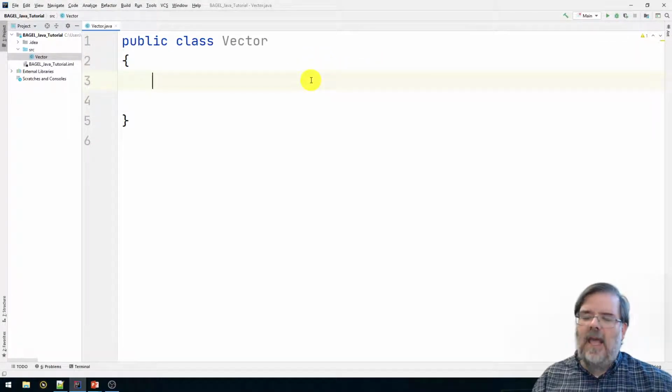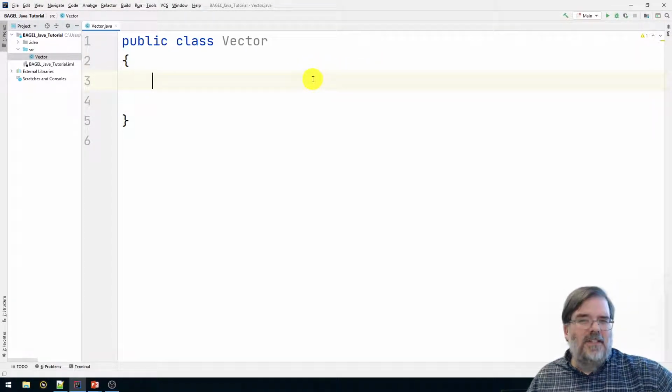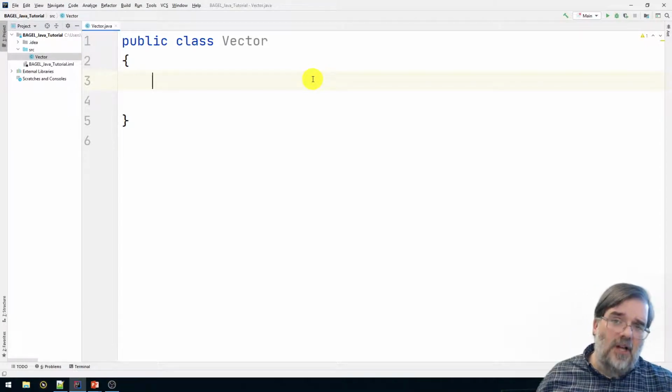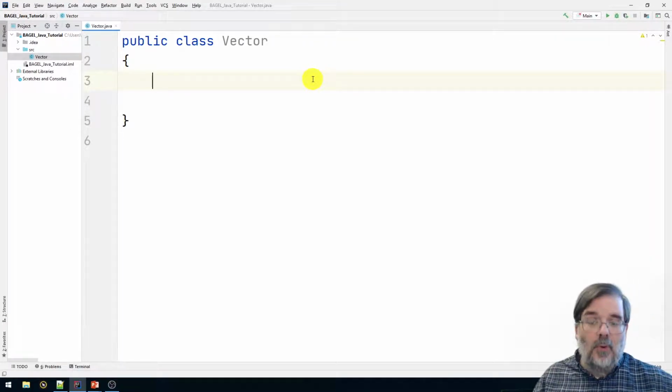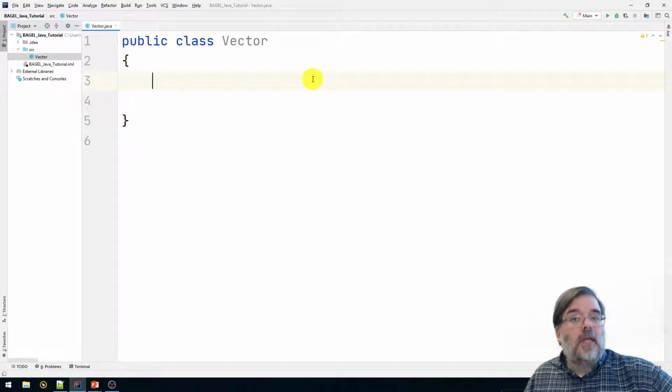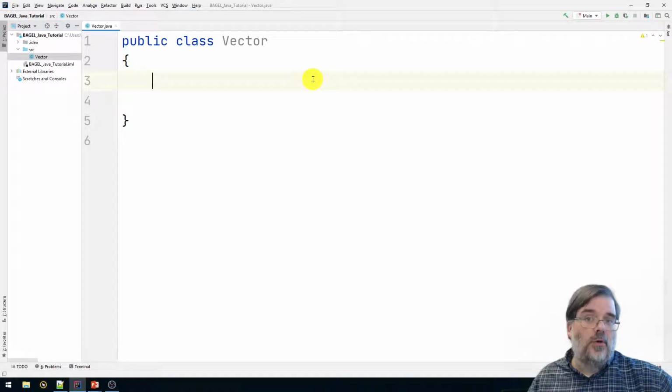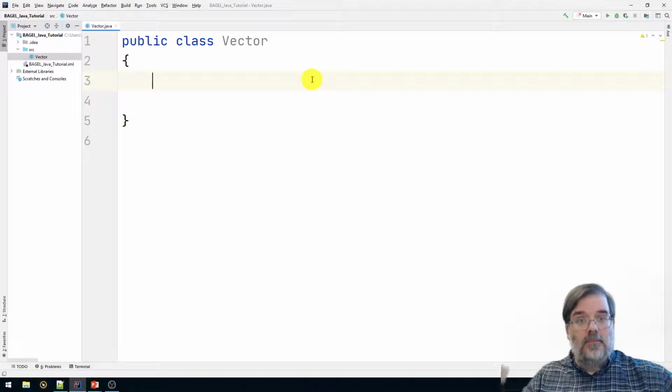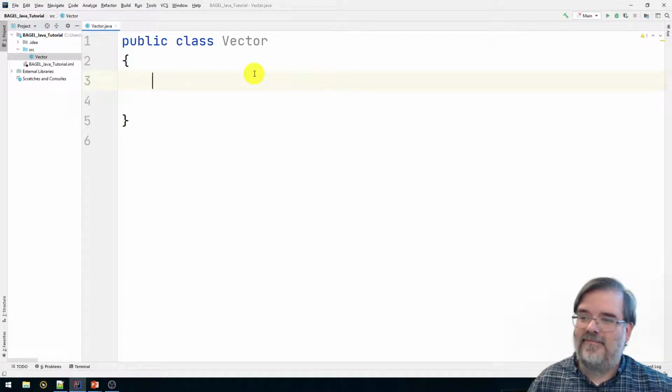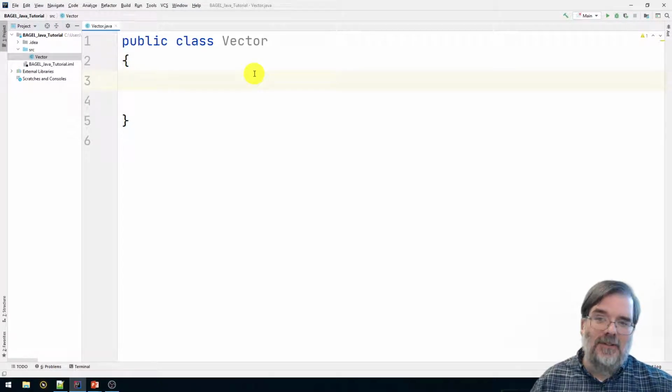All right, and in this class, I'm not going to fully document it because that would take a long time and it might be a little bit boring to watch. However, I will be posting the complete commented source code online at GitHub, and hopefully the link will appear somewhere down below in the description. All right, so the class is called Vector.